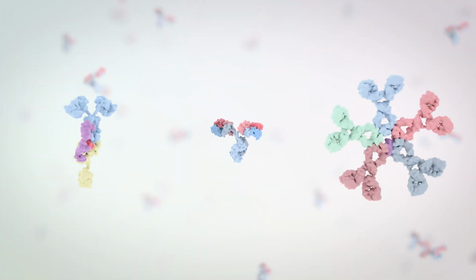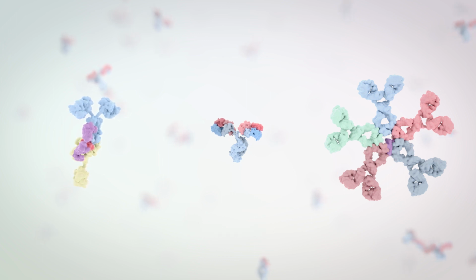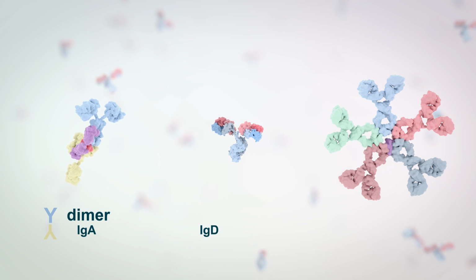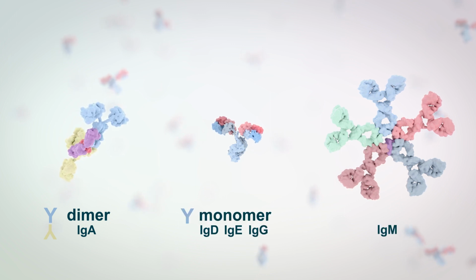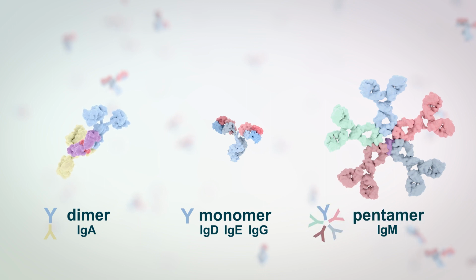Heavy chain constant regions also determine the class of the antibody, known as the isotype. Different isotypes can have different oligomeric states, with immunoglobulin A, or IgA, forming a dimer, IgD, IgE, and IgG forming monomers, and IgM forming a pentamer.